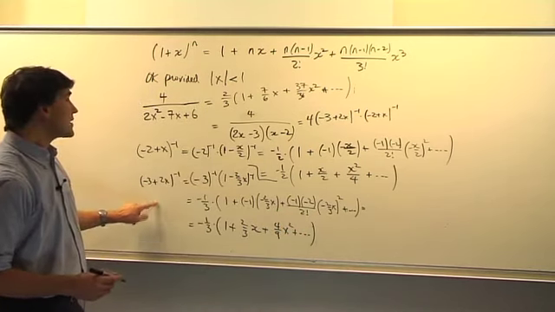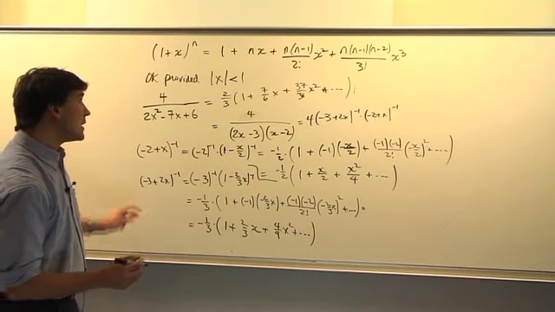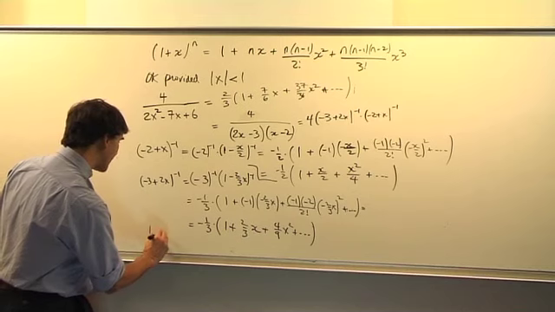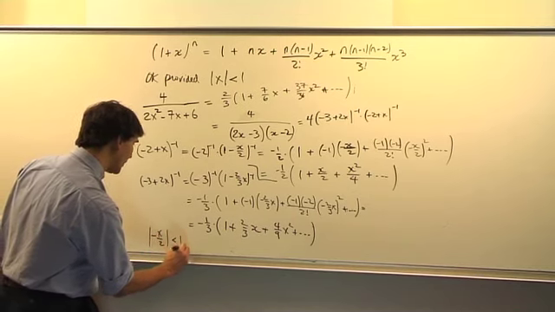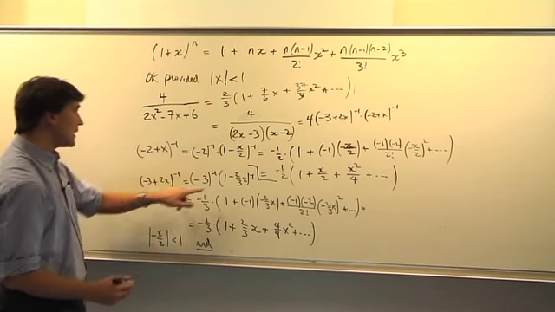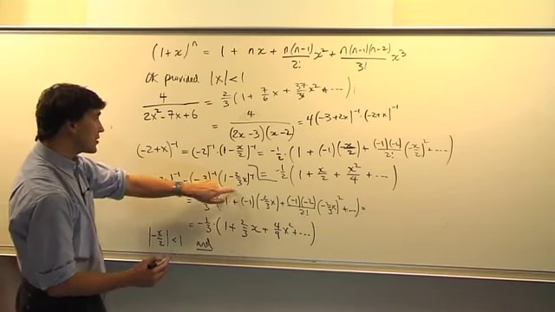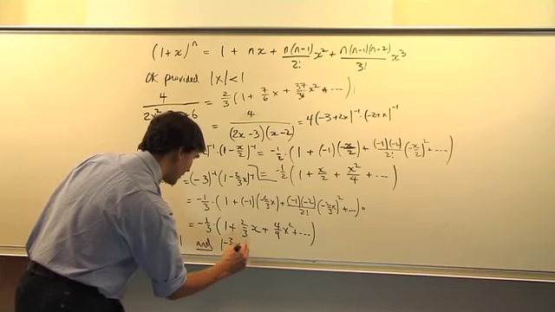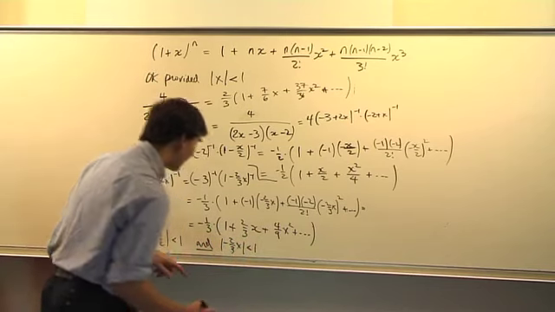Okay? Now when are these valid? For this one to be valid, we need the absolute value of minus x over 2 to be less than 1. And for the other one to be valid, we need the absolute value of minus 2/3 x to be less than 1.